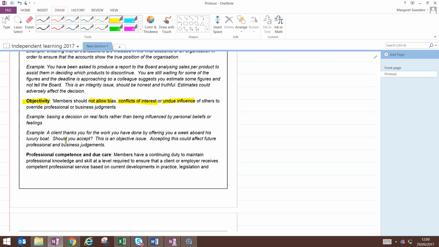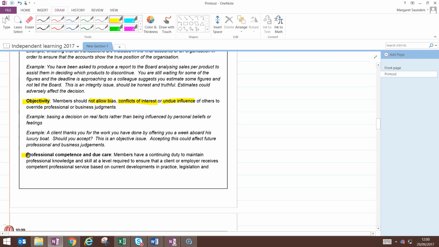Right, so this is an objectivity issue. If you accept a week aboard his luxury boat, any future work that you do for this client could be affected. So it could affect your future professional and business judgments.